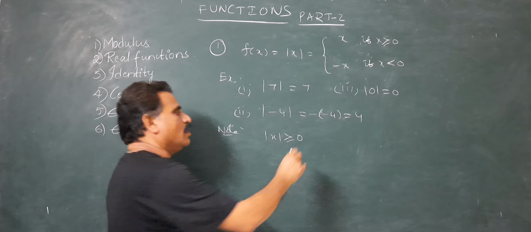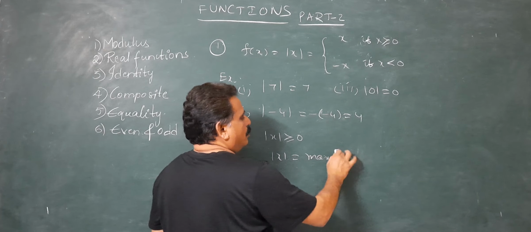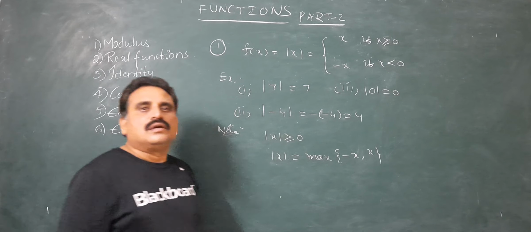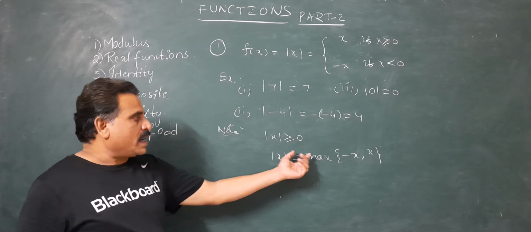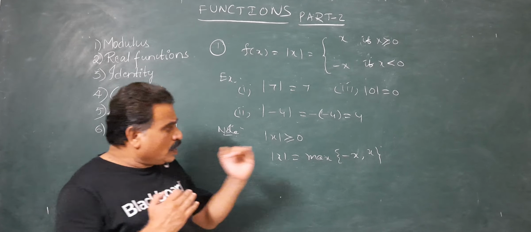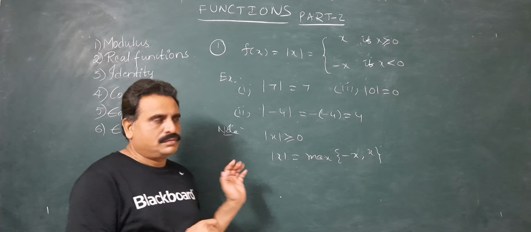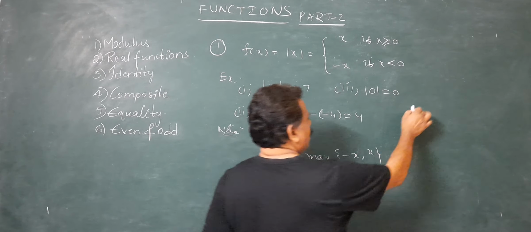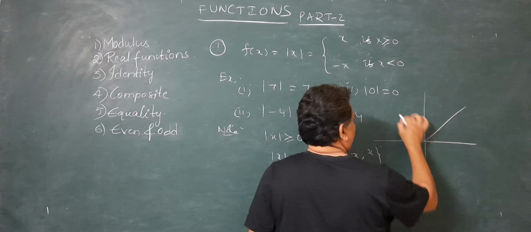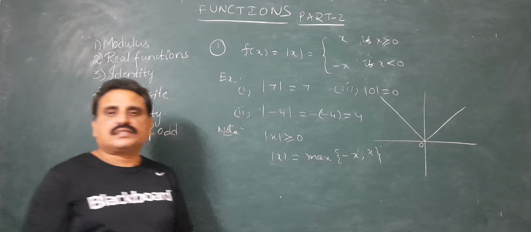As well as mod x is equal to the maximum of minus x comma x. That is, modulus of x is the maximum of minus x and x. So in these two numbers, which one is maximum? That is mod x. Okay, now the graph of this function is like this, mod x, a V shape at 0. That is the mod x graph.